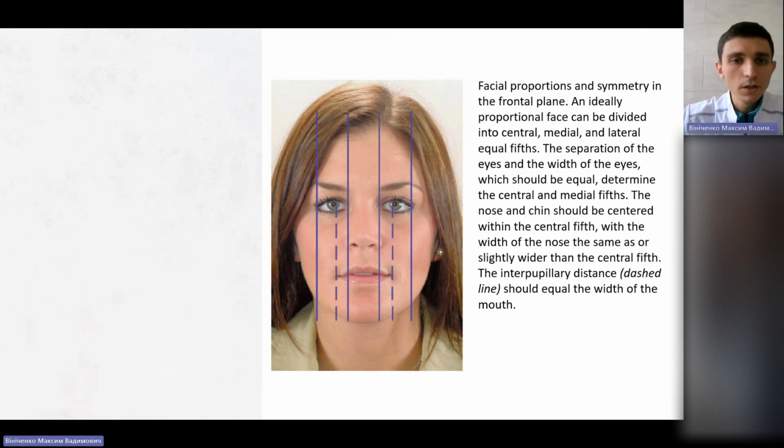The nose and the chin should be centered within the central fifth, with the width of the nose the same as or slightly wider than the central fifth. Each nationality has differences, but if we talk about Caucasians, this is the Caucasian diagnostic: the nose slightly wider than the central fifth. The interpupillary distance, also called the dashed line, should equal the width of the mouth.